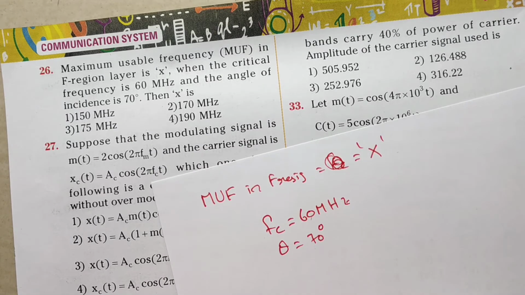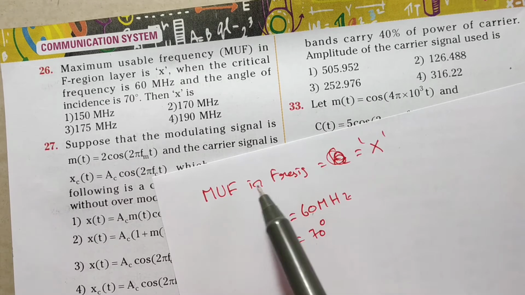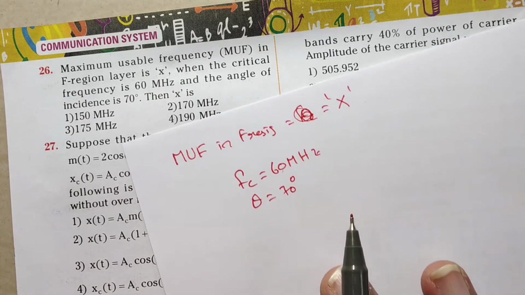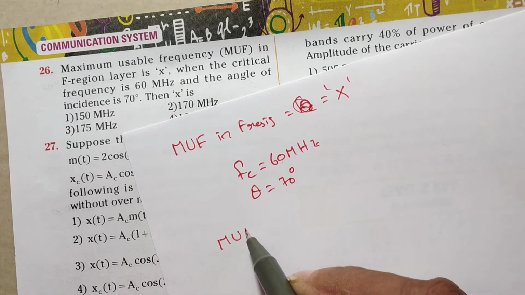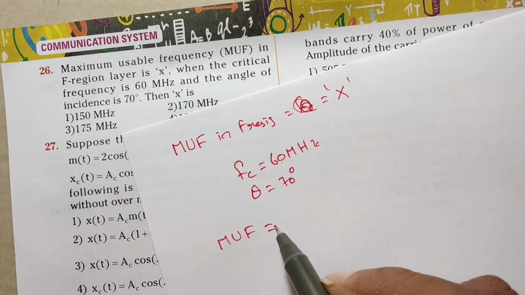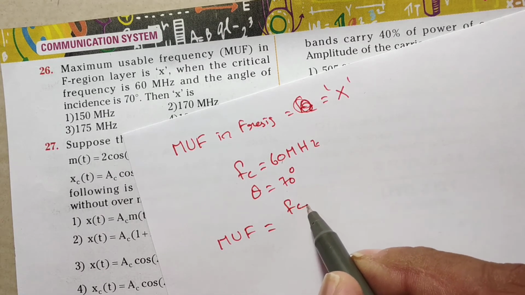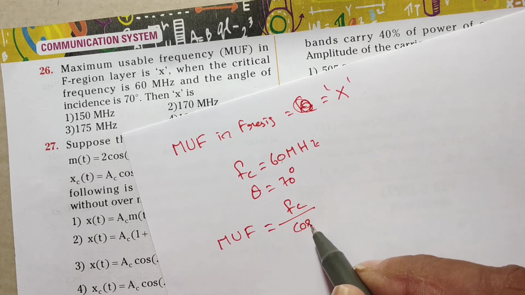What do we have to find? We have to find the x value, that means the maximum useful frequency. We know that the maximum useful frequency in the F region is the critical frequency divided by cos theta.